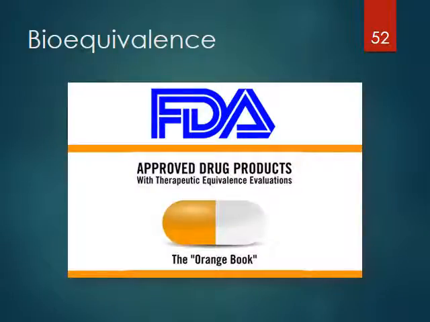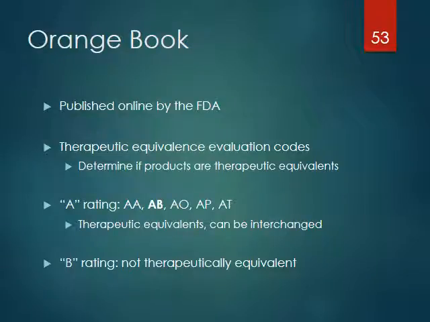The way that we figure out if drugs are bioequivalent is based on this resource here. It used to be an actual published book. It was orange in color, and so they called it the Orange Book. Now it's all available online. Essentially what this does is help us compare different drug products to figure out whether or not they're bioequivalent. It's published online by the FDA, and they have different therapeutic equivalence evaluation codes. Again, these help to determine if the products are considered to be a therapeutic equivalent or not.